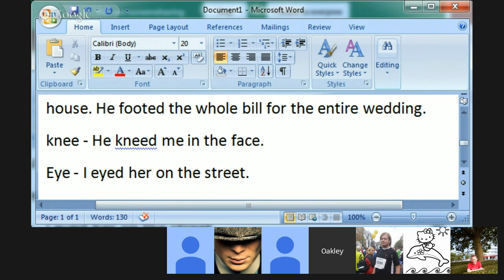To see someone. Well, it's a little more than that. To observe.